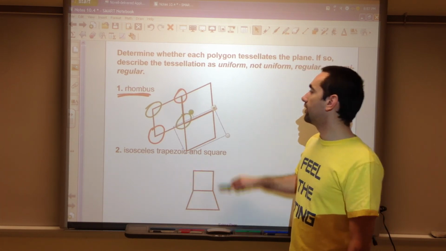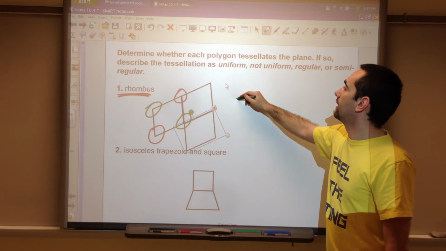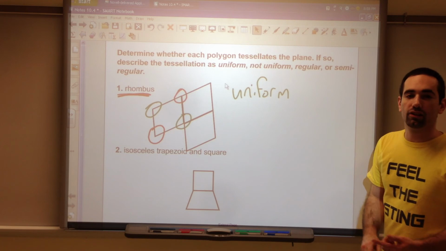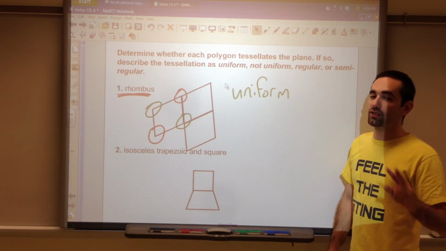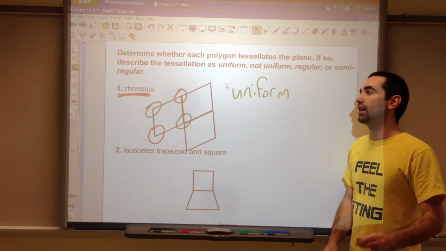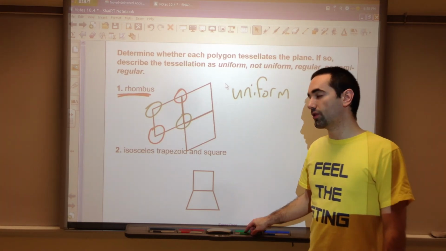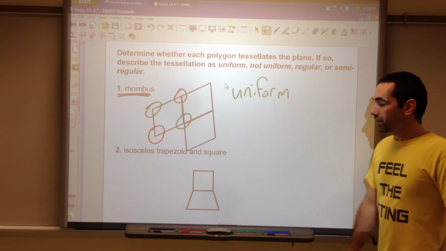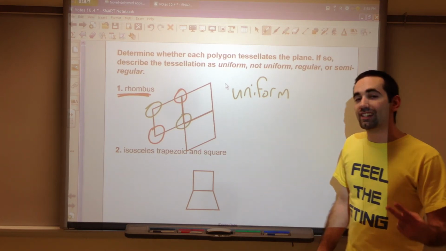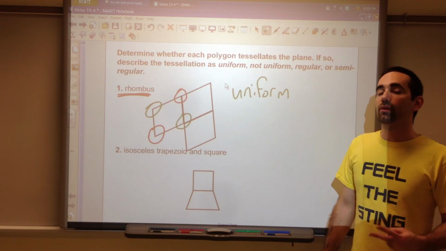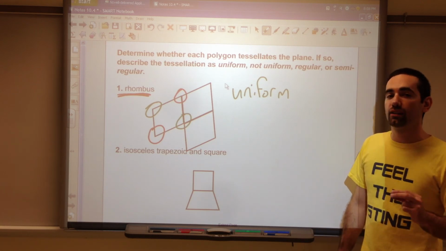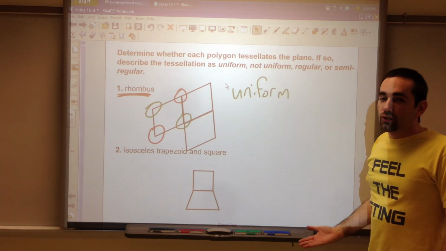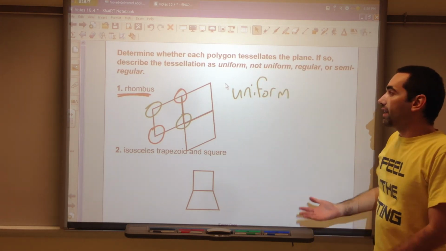Now, I'm sorry, I didn't describe this. This is uniform, and that's it. It's not regular. It's not semi-regular, because semi-regular requires 2 or more regular polygons. Isosceles trapezoid and square. I know it's not regular, because, well, trapezoid's not regular. I know it's not semi-regular, because semi-regular requires 2 or more regular polygons. So it's either uniform or it's not uniform, or it doesn't tessellate.